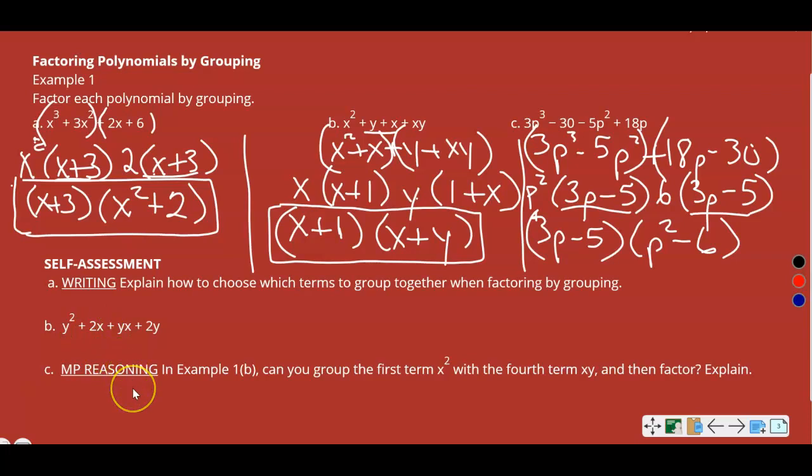All right, C part: in example 1b, can you group the first term, x squared, with the fourth term, xy, and then factor? The answer is yes, because if you did that, you could still pull out an x, which is your greatest common factor, and you would still get the same factors in the end as the final result.